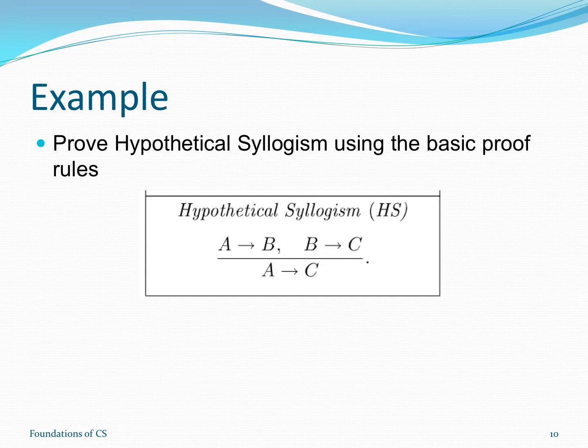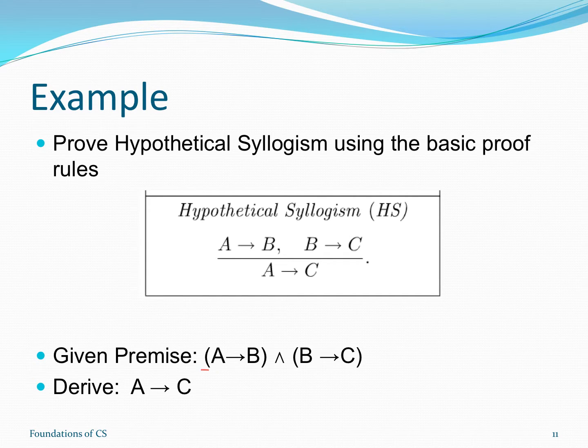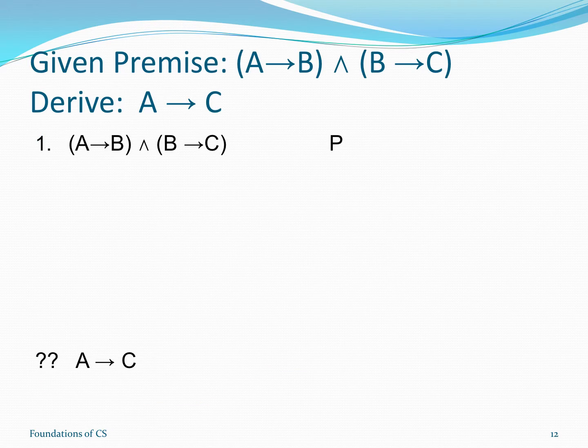Let's prove another one of those derived rules. This time we're going to prove hypothetical syllogism, right? Again, we've got a premise and what we're trying to get to. So we have the outline of our proof. We have our premise line already, and we have what we're trying to get to at the bottom.